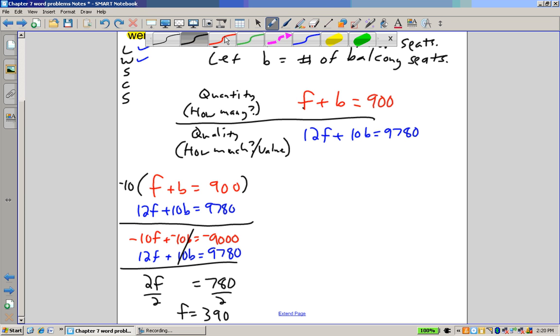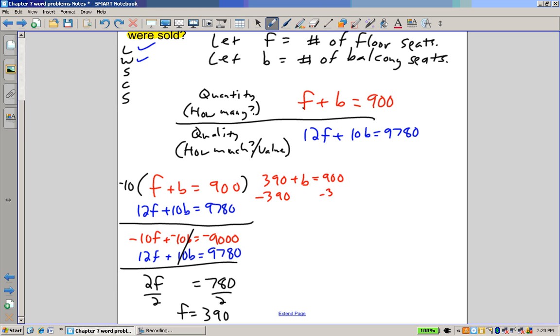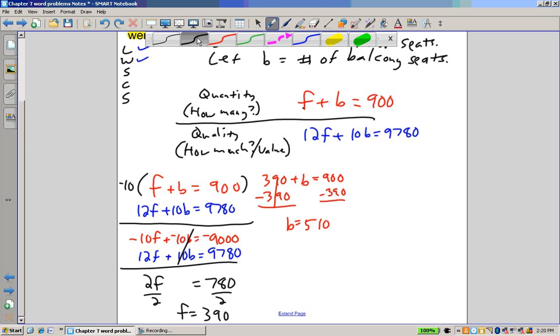We need to go ahead and finish this process up. I think the red is definitely easier to plug back into. So I'm going to plug into the red: the floor seats, which are 390, plus the balcony seats equals 900. So we're going to subtract 390. Balcony seats equals 510. Okay, so we've solved. Now I need to check.